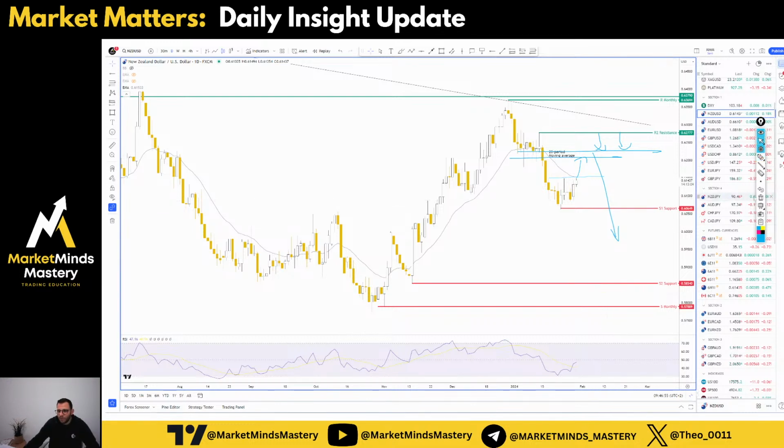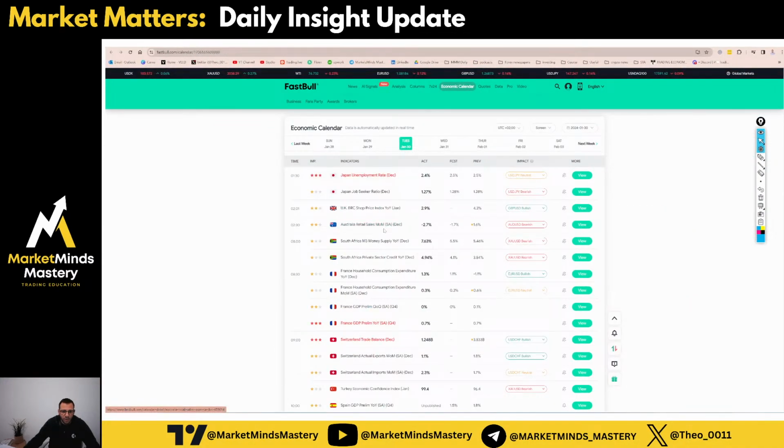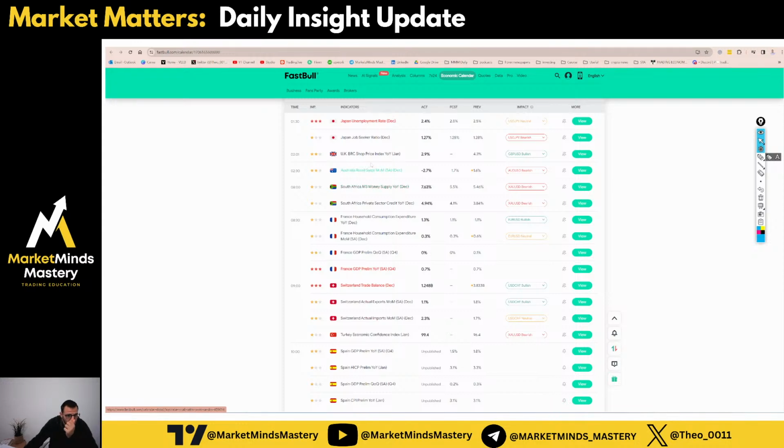Remember, non-farm payrolls on Friday, but also tomorrow the Fed will announce interest rates. Here is the calendar for today. Early this morning, in Japan they reported the unemployment rate.